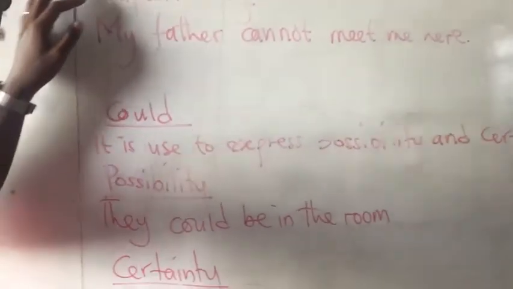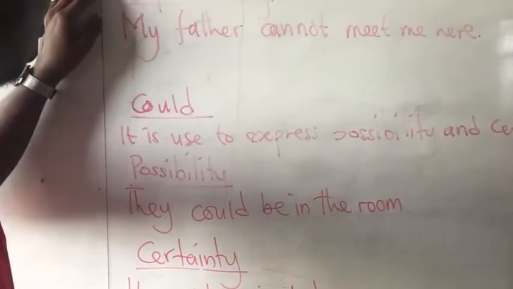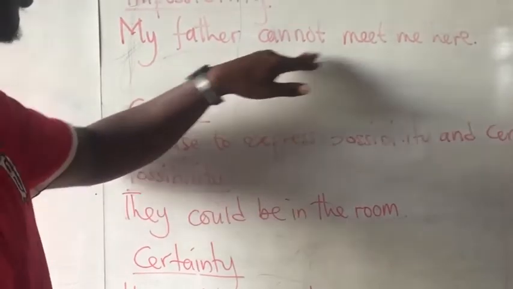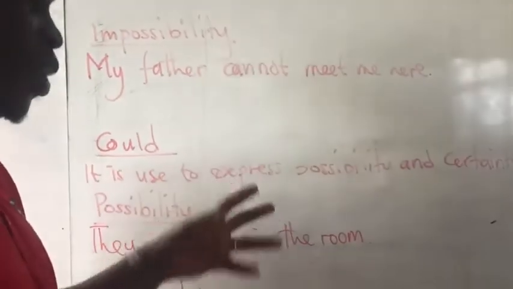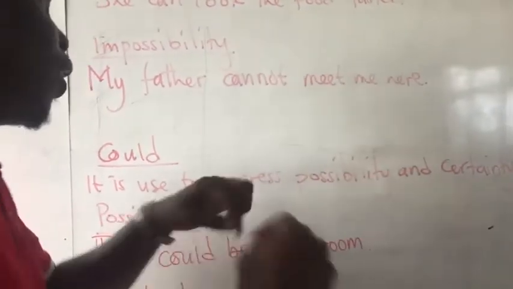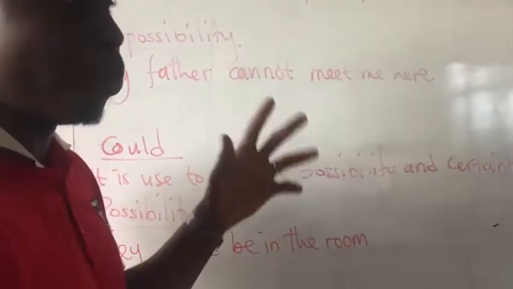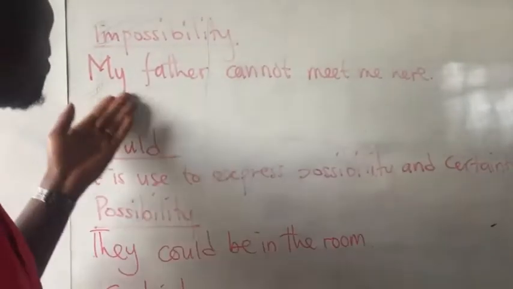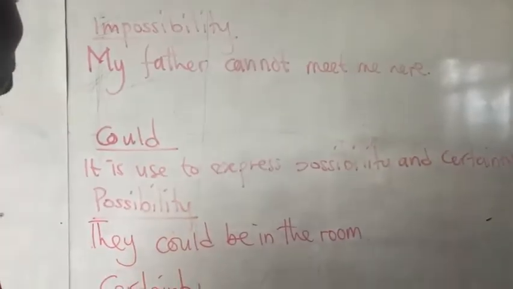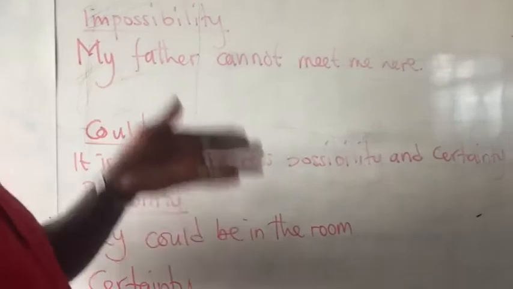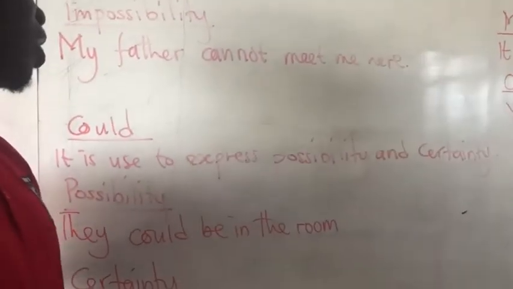Let's look at the next one. Impossibility, the opposite of possibility. So my father cannot meet me here. Probably you find yourself in an awkward place that you know you are not supposed to be. And you are for sure that your father will not find you, so it is impossible. Then you go for can. My father cannot meet me here. You are sure that it is impossible. So that is how we use can to express this situation.